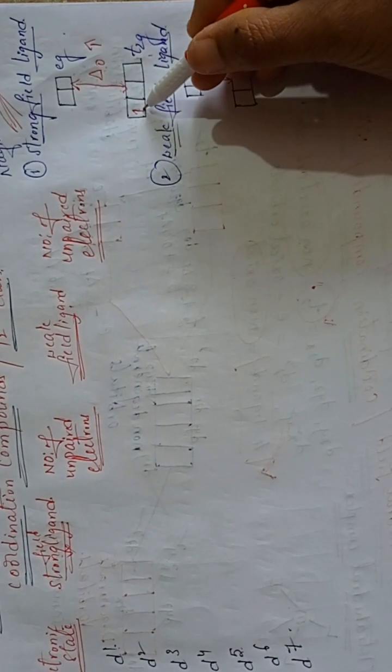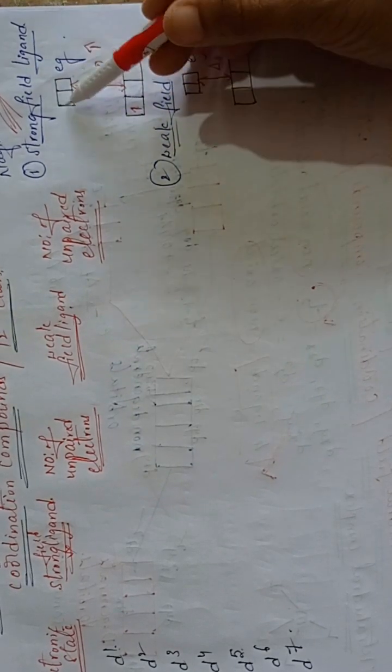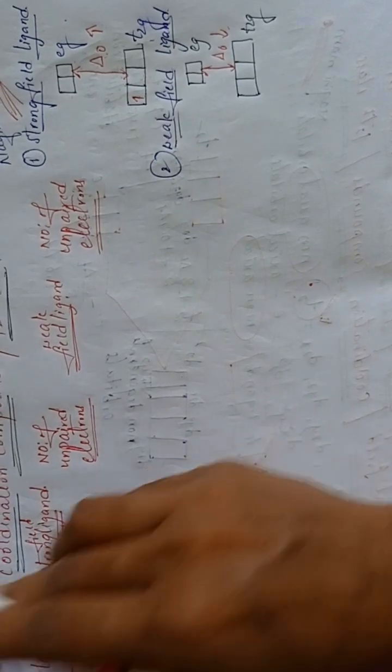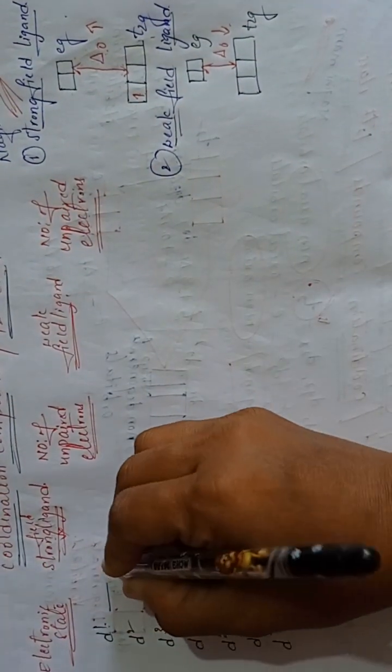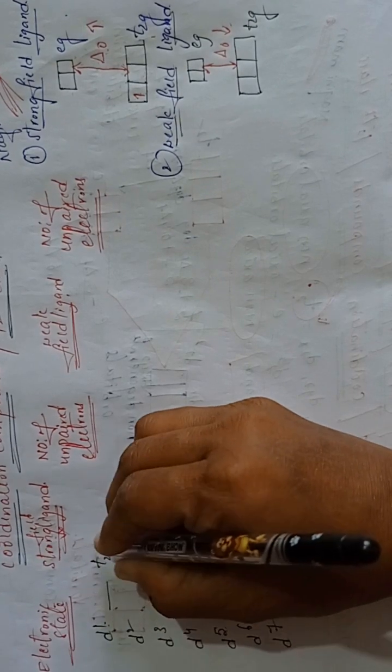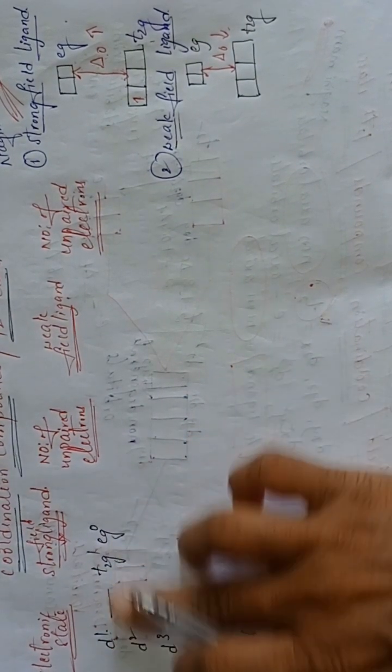What is the electronic configuration? Tell me. T2G, 1 electron filled, so T2G1. Eg, any electrons are there? No. So Eg 0, so you have to write that here. T2G1, Eg 0. Are you clear? T2G1, Eg 0. This is the electronic configuration of D1.